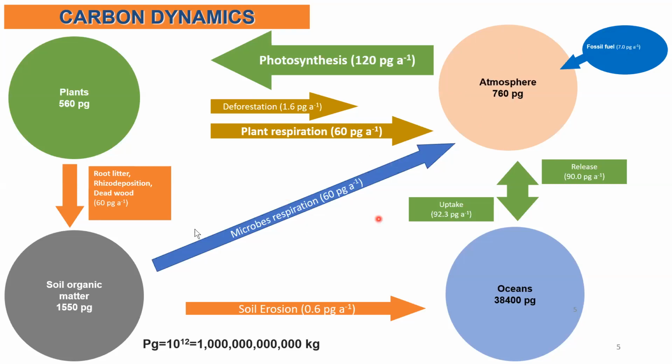So in this scenario, it is just an estimate. We have minus 6.3 petagrams per annum. So it means we are losing 6.3 petagrams from the soil system into the atmosphere. Or, the other way to say it, 6.3 petagrams per annum is being added to the atmosphere, which is enhancing the concentration of carbon dioxide in the atmosphere and causing global warming.